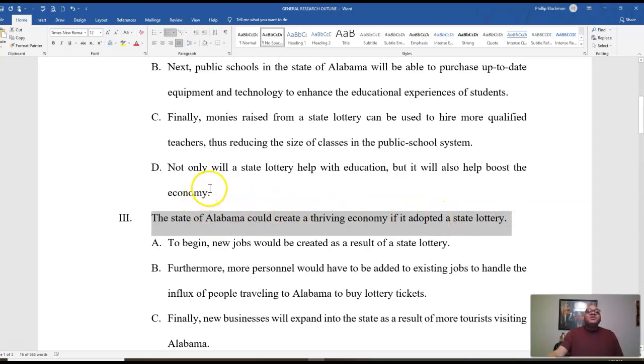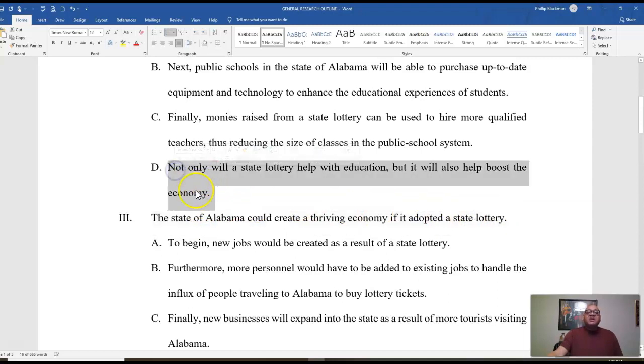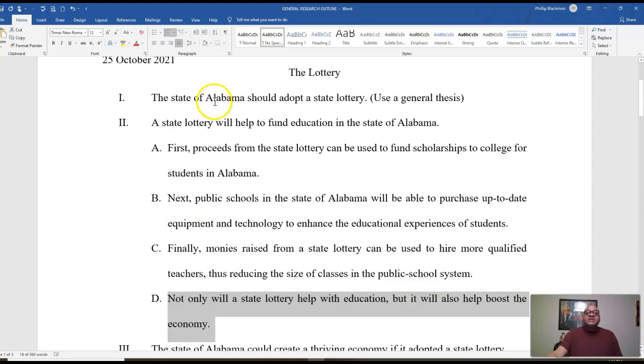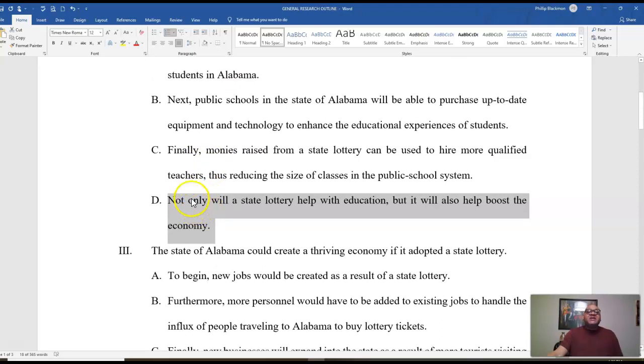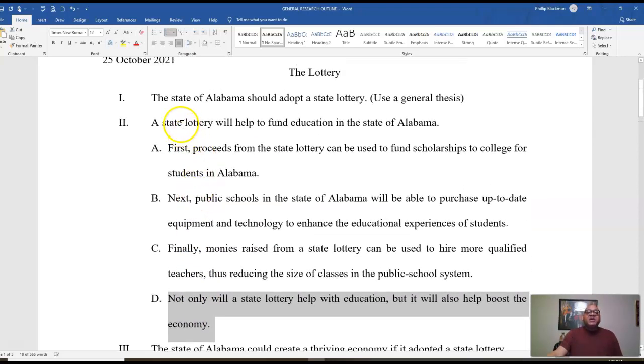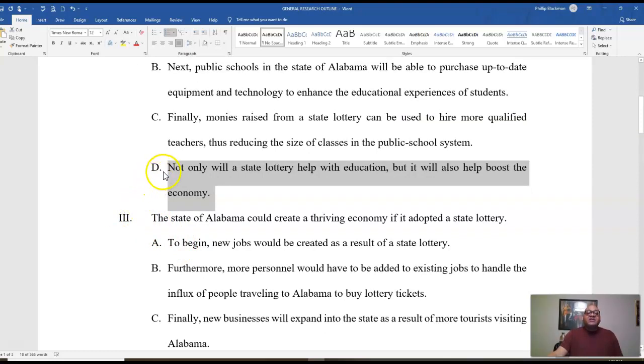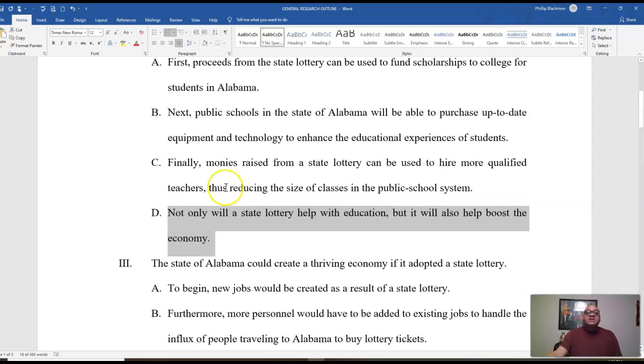Now, do you have to have a transitional concluding sentence here? No. You just need a concluding sentence. Let me know that you're finished discussing education in this paragraph. You could simply use a transition that says, therefore, a state lottery will help to fund education in the state of Alabama. That is enough to let me know that you're finished with discussing education and you're getting ready to move on to the next point. You do not have to use a transitional concluding sentence, right?